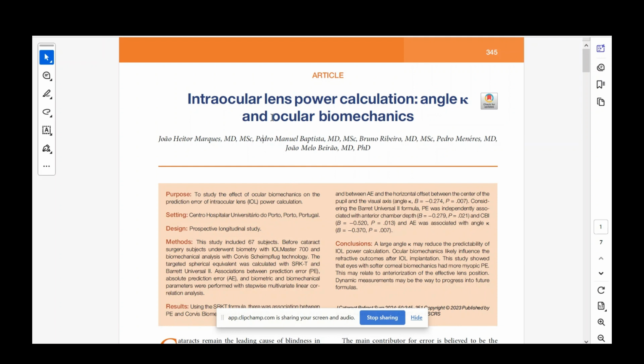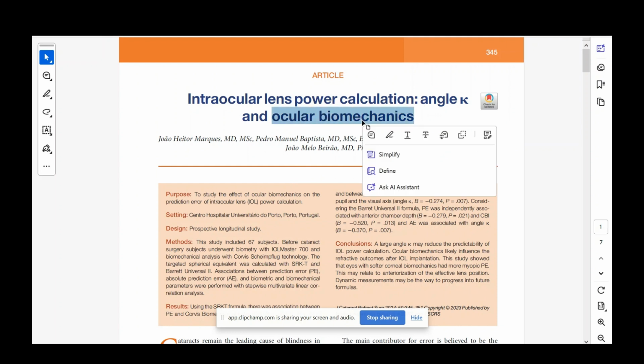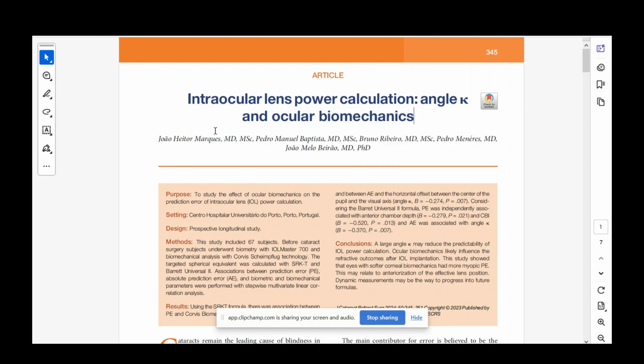Now, before I talk about this study in brief, let me tell you that ocular biomechanics cannot be measured. What is biomechanics? Biomechanics describes how a biological body, in this case the cornea, reacts to outside forces, like when pressure is exerted on it. You cannot measure the ocular biomechanics, but today you can measure the corneal biomechanics, and there are machines that measure it.